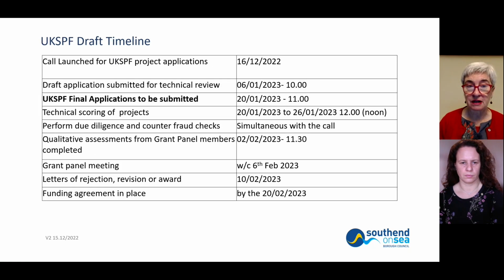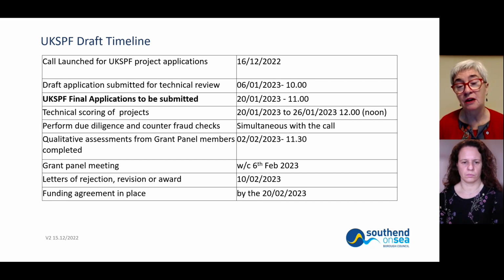Here we have the timeline, which was draft when we did the workshop originally. It's now been updated, as you can see here. The call actually was put out on Friday, the 16th of December. And you can see here that we're suggesting we will get all of this through and hopefully in place by the 20th of February. There are some tight deadlines to work to, and we will be asking for draft applications to be submitted for support and technical review by the 6th of January. And this is a mandatory requirement to help give you that support to make sure everything's pulled together in time for that final application on the 20th of the 1st.